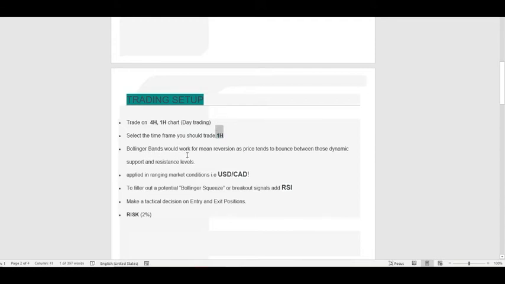So Bollinger Band should work for mean reversion, as price tends to bounce between these two similar economies. They form what we call dynamic support and resistance levels. They change. Simply, the upper and lower band, as I explained, are dynamic. This is applied in ranging market conditions, as I explained, it's USD CAD. It's a ranging market. It usually ranges most of the time.